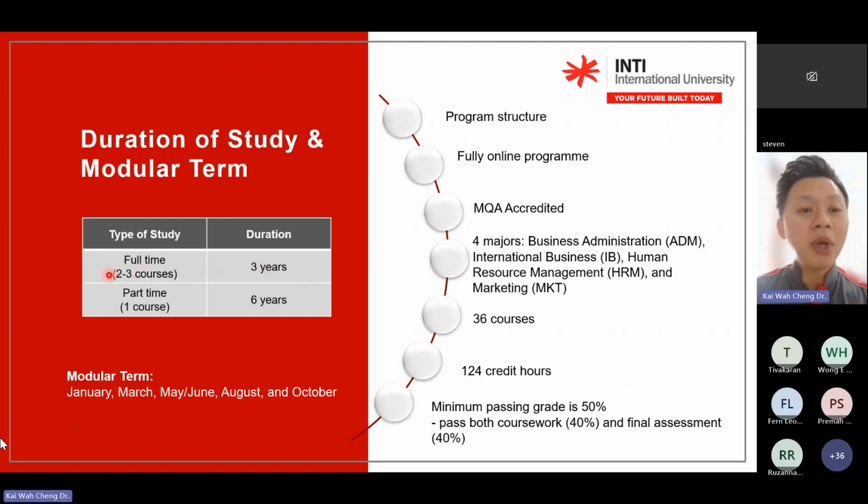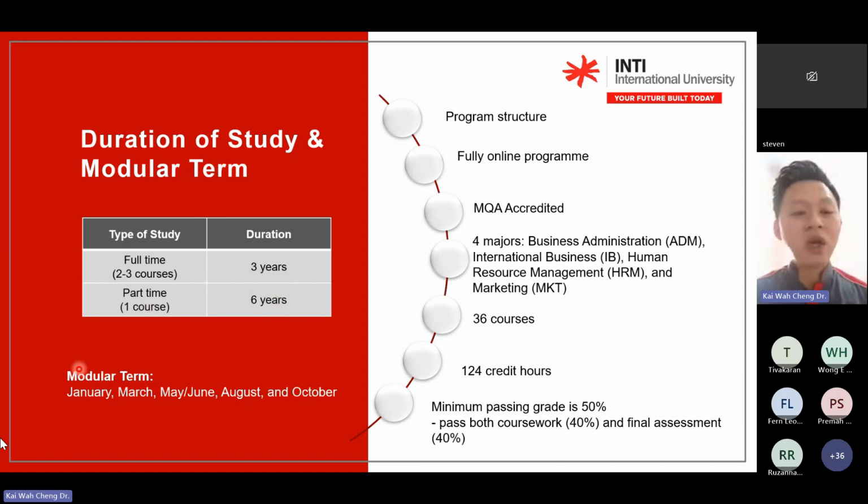And the number of courses I put in the bracket is the maximum courses you can register for that particular modular term. If you are enrolled as a full-time student, that means the maximum number of courses you can register for that particular modular term is 3 courses, or we make a cap ceiling at 10 credit hours. Same goes to part-time students. The maximum number of courses you can register for that particular modular term is 1 course. And you can see the duration here, 3 years and 6 years respectively.